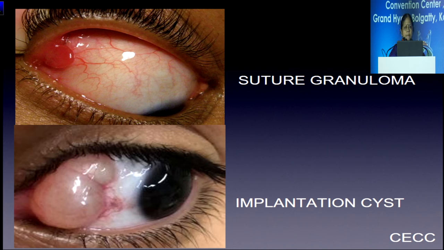Suture-related granuloma and implantation cysts are other minor complications, easy to tackle, but they distress the patient who has undergone a prolonged procedure in the post-operative period.